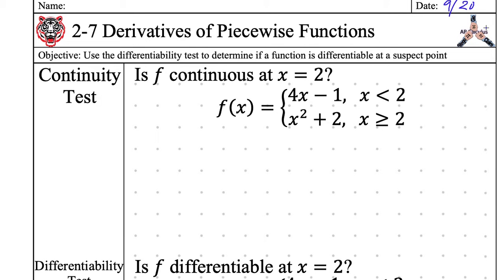So today we're doing the objective. Use the differentiability test to determine if a function is differentiable at a suspect point. Before we begin, the differentiability test is an add-on to the continuity test. So you have to have the continuity test down. That's why I'm reviewing it first, and then on top of that, you're also going to check if it's differentiable.